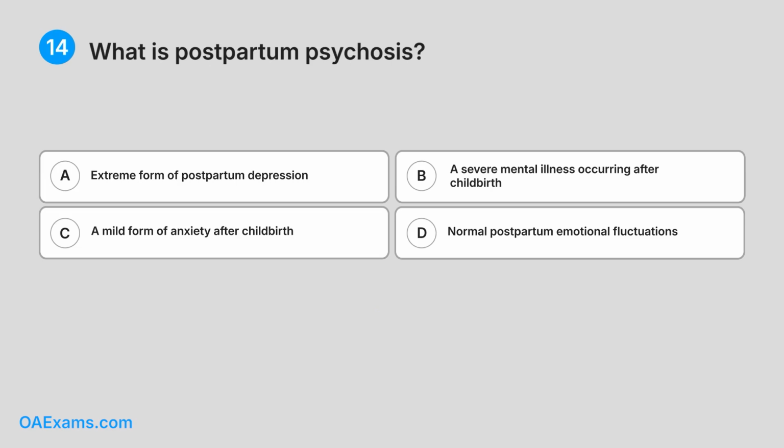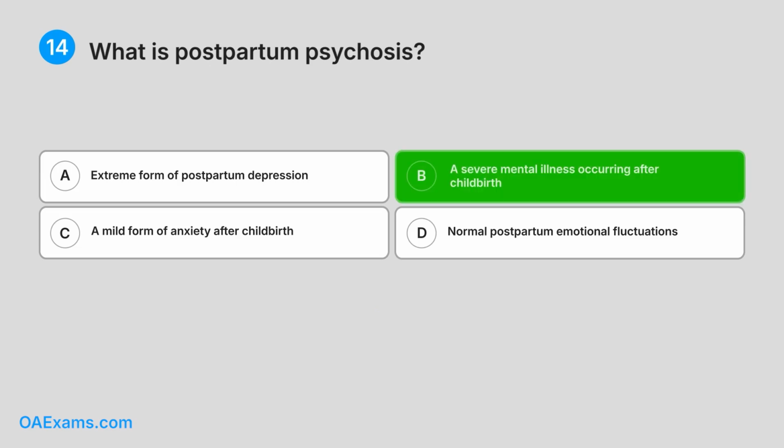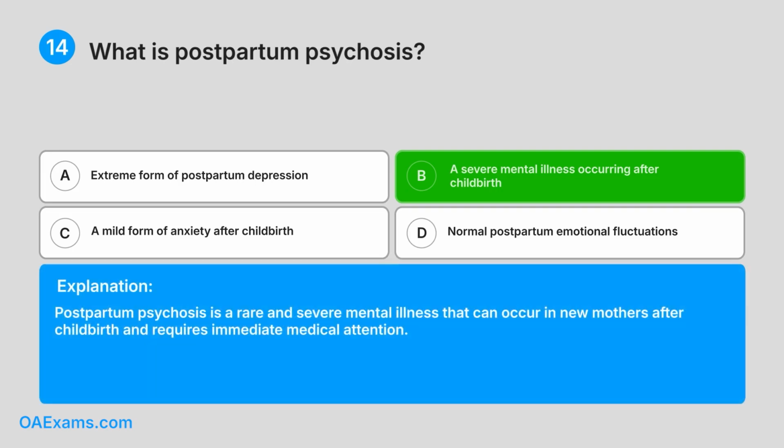Correct answer: B. A severe mental illness occurring after childbirth. Explanation: postpartum psychosis is a rare and severe mental illness that can occur in new mothers after childbirth and requires immediate medical attention.